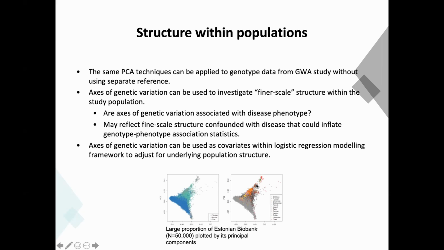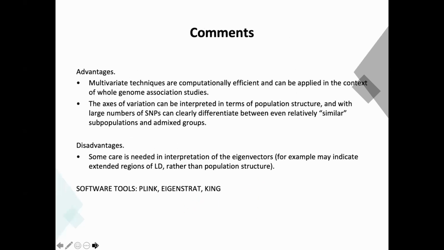If those axes were associated with a disease phenotype, then that fine structure within the population could affect the association results and inflate the association p-values. To adjust for that, PCs are often used as covariates in the regression model of association analysis to remove that problem. As a conclusion, these multivariate techniques are computationally efficient methods for adjusting population stratification in GWAS, and these principal component axes can affect a large proportion of genetic variants and also help us to identify subpopulations of our data.